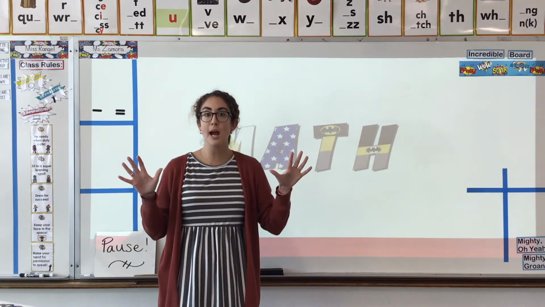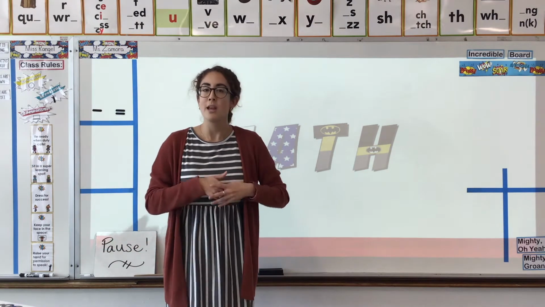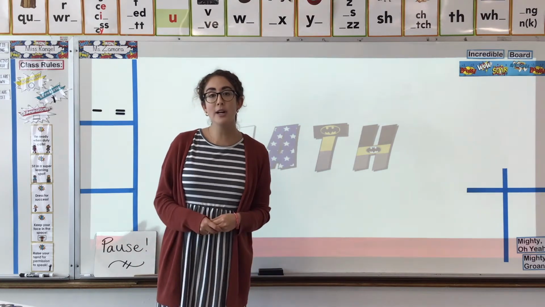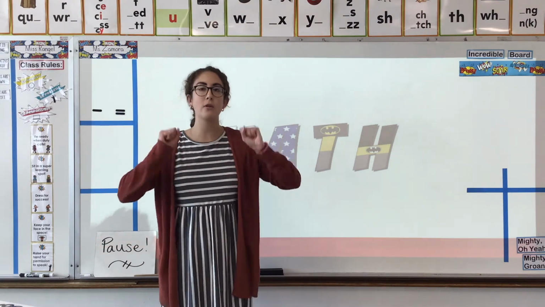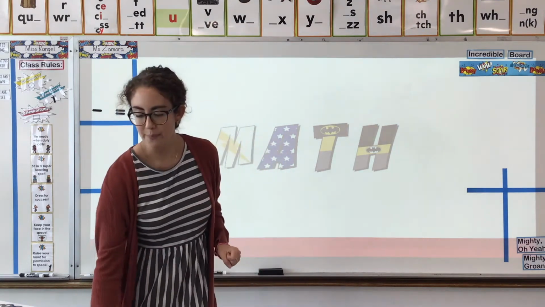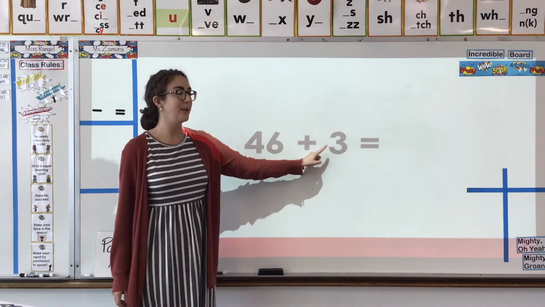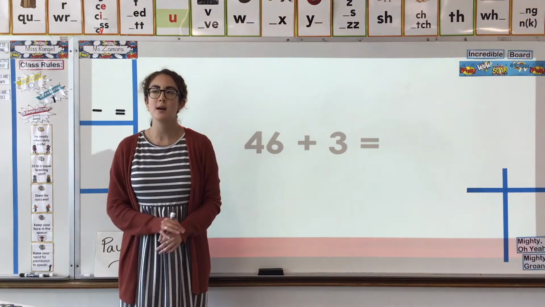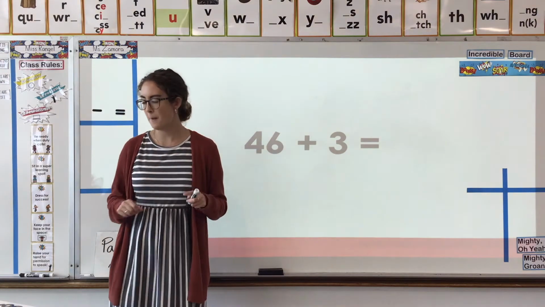But before we do subtraction, we need to be remembering that addition we've been practicing. So we're going to, again, have two addition problems, and we're going to solve them two different ways to make sure this skill is also fresh in our brain. So first up, we have 46 plus 3. What is the answer to 46 plus 3?